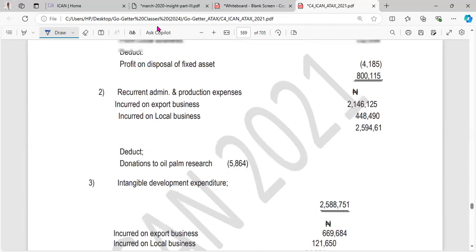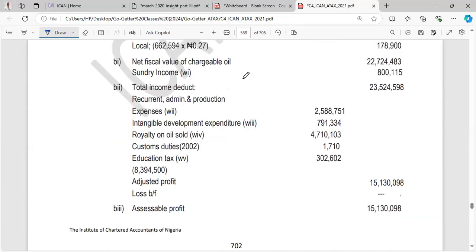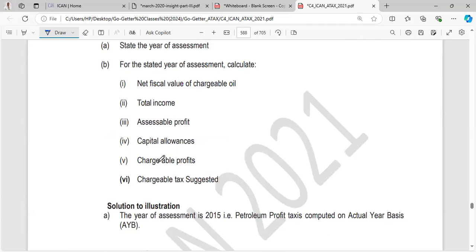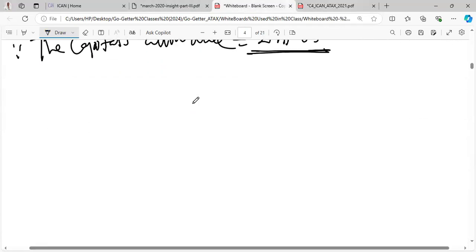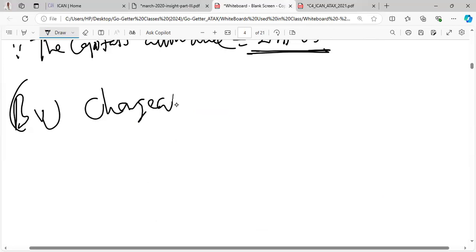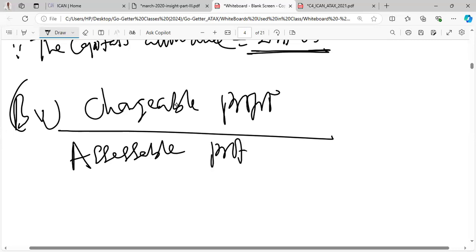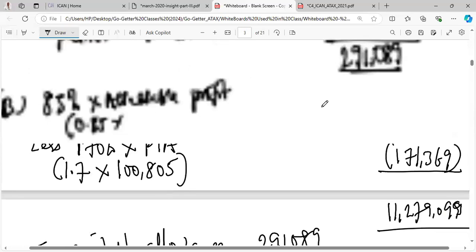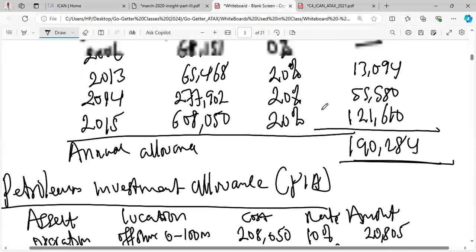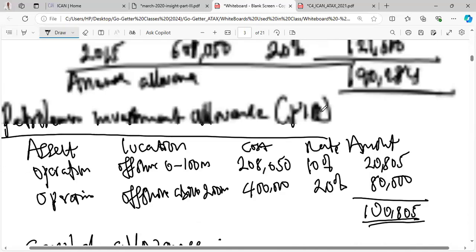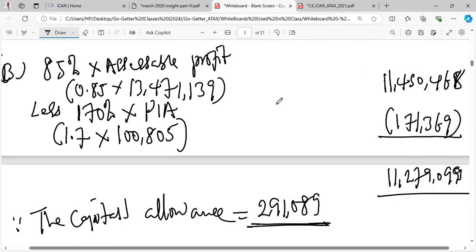So that's it. Then we're asked, after getting your capital allowance, we need to find the chargeable profit. What is your chargeable profit? That's B5, chargeable profit. The chargeable profit is simply your accessible profit. What is the accessible profit here? We calculated it, yes. Accessible profit is 13,471,139.